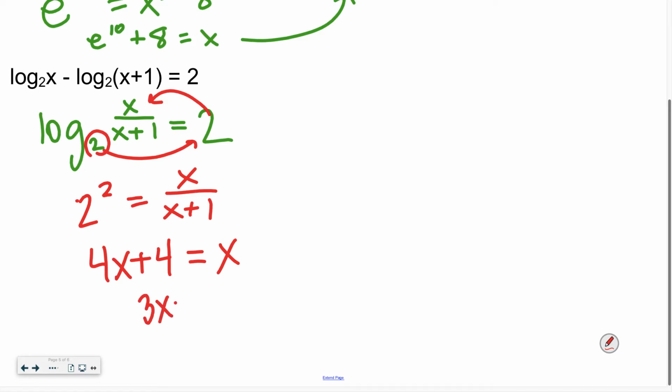So we have 3x equals negative 4 and x equals negative 4 thirds. And that's our answer. And we're all good with that? Jack, what'd you say? If we were to take our answer and plug it back in to our logarithms, is that okay? We'd be okay here, wouldn't we?